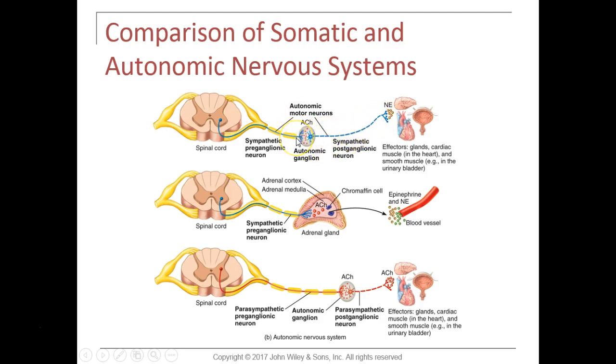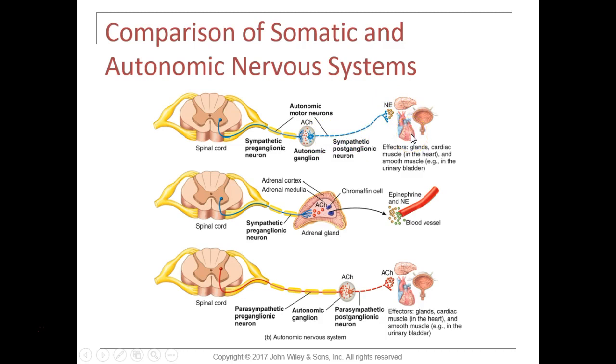The preganglionic neuron and the postganglionic neuron always make a synapse inside the ganglion, so that when the preganglionic neuron fires an action potential, it will dump out its neurotransmitters in a synaptic cleft, and then the postganglionic neuron will send an action potential down its axon away from the ganglion to go to the effectors in the body.